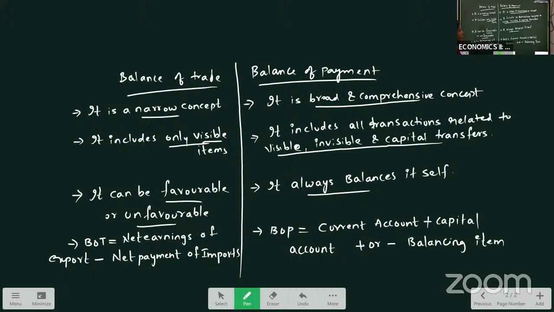Whereas our balance of payment always balances itself. Balance of trade, how do we calculate? It is the net earnings of export. When we export, we earn some income, and when we import, we make some payments. So net earnings of export minus net payment of import. Balance of payment is equal to current account plus capital account plus or minus balancing item. Okay. So this will be your 5 marks question from this chapter, foreign sector. Difference between balance of trade and balance of payment.